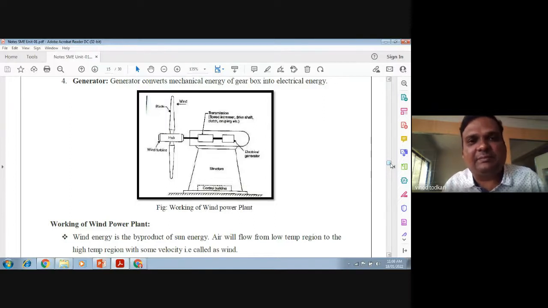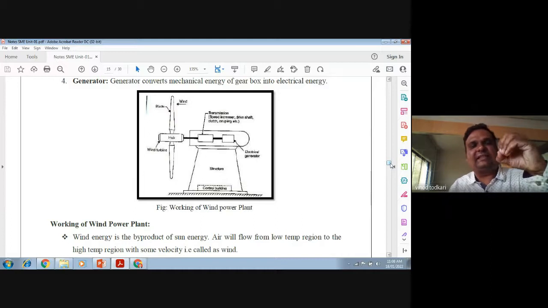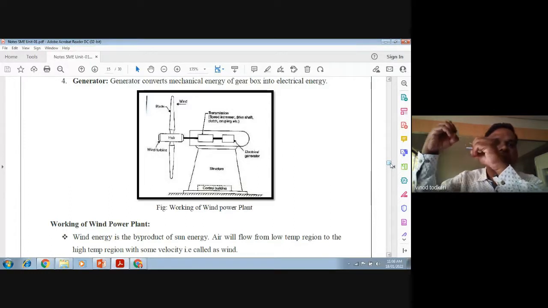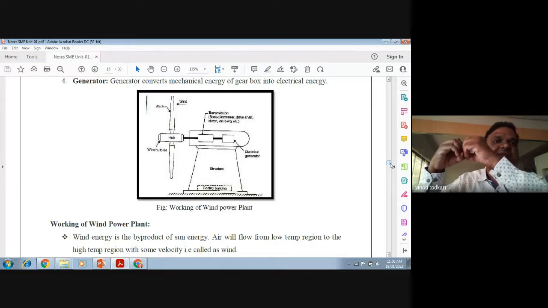See, I will tell you a very simple example. How to reduce the speed and how to increase the speed. Let's say this is a gear, this is a gear. Both are having same diameters. Let's say this is rotating with a speed 60 rpm. What will be the speed of this gear? Let's say this is the driving gear, this is the driven gear.